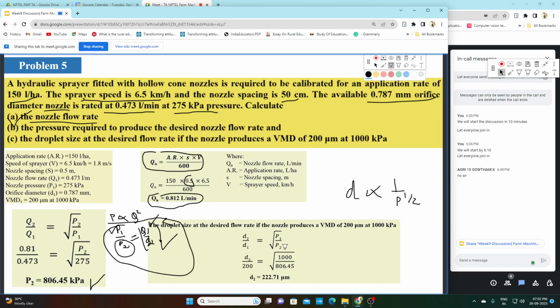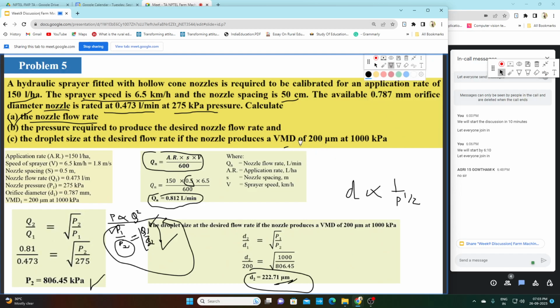We don't know D2, but we know D1. D1 is given as 0.787. This we know. Now D2 we can find out. D2 will be equal to root over P1 by P2. So by this we can find out D2, that is 227.71 micrometer. Okay, not this.